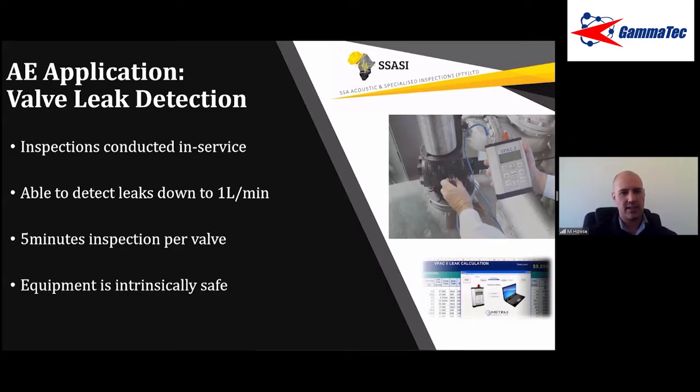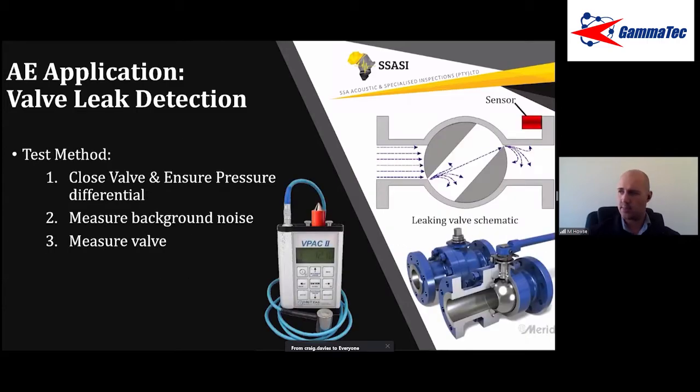Final application is leak detection. So this can be detected in service, able to detect leaks down to 1 liter per minute. And it's a quick inspection, 5 minutes per valve, and you can do it in service. Test method is very similar, except that we only use one sensor. We acoustically couple the sensor to the valve, and we basically just check for turbulent flow on the valve, and we can actually quantify the noise. And this is based on the principle, should the valve not be seating correctly?